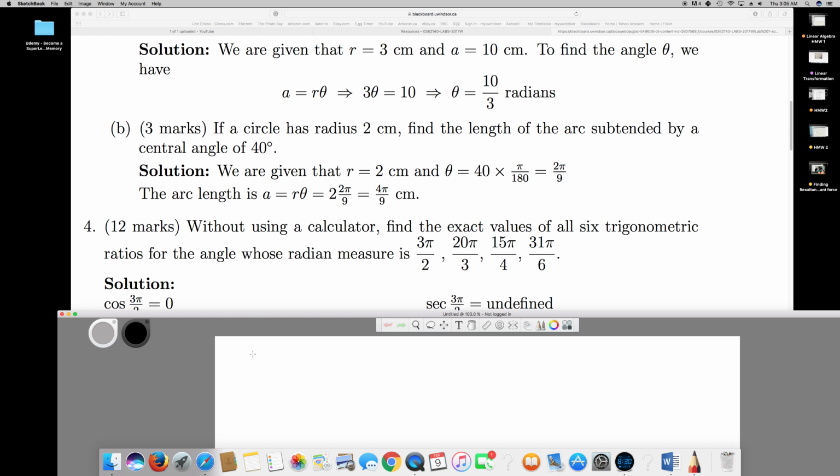So 3π/2. I like to find the angle first and then do the ratios, because that will make my life easier. So in this case I'm going to just find the angle first. 3π/2, so 3 times 180 over 2, which is going to give me 90. 90 times 3 is going to be 270 degrees. So now I can draw the graph right here.